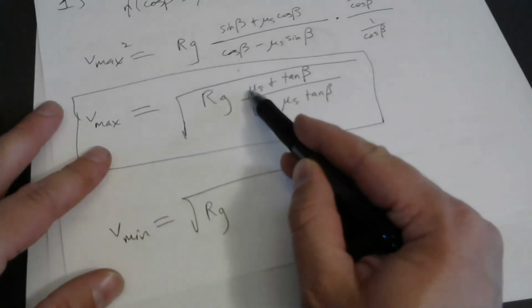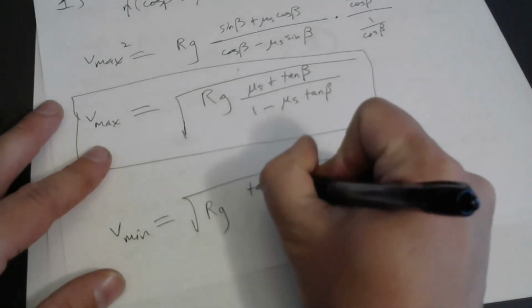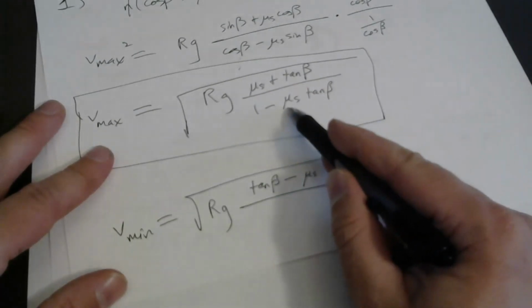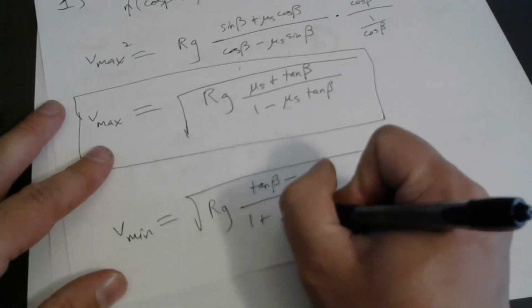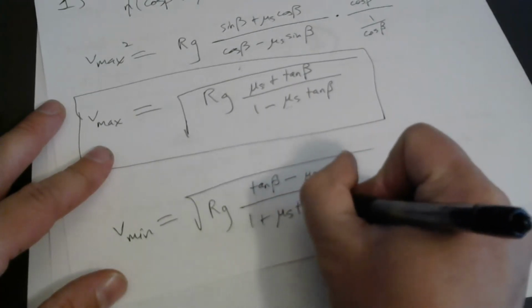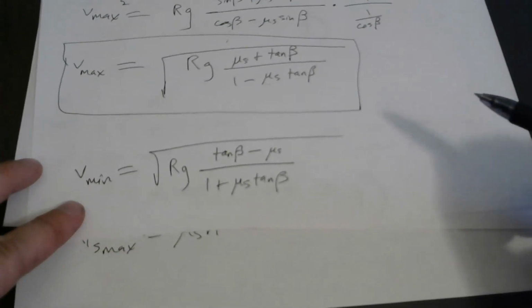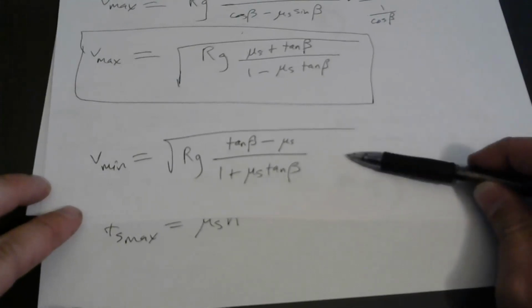So I would actually have negative mu s plus tangent beta. I will write that as tan beta minus mu s down here. This mu s would turn into a negative mu s. Negative negative would give us 1 plus mu tan beta. Pretty sneaky, huh?